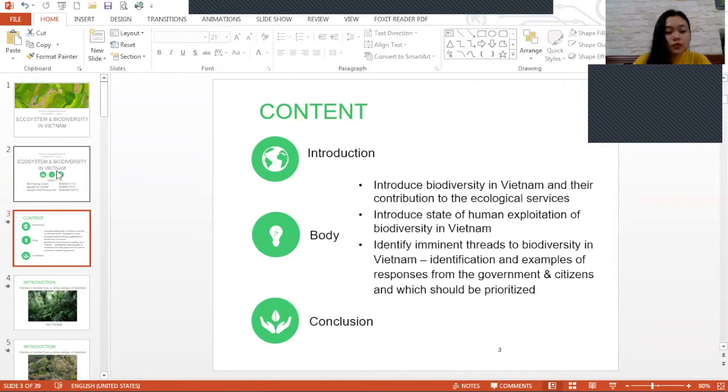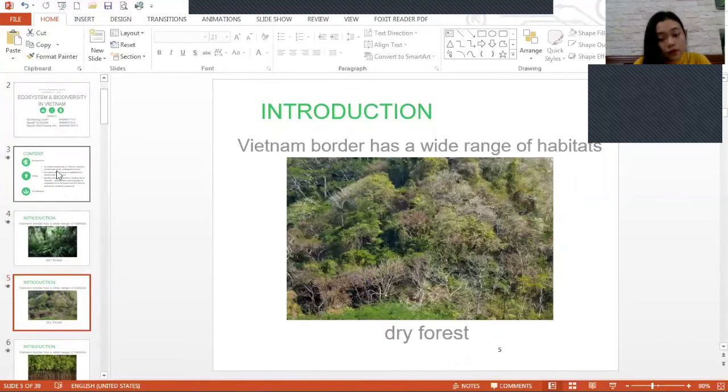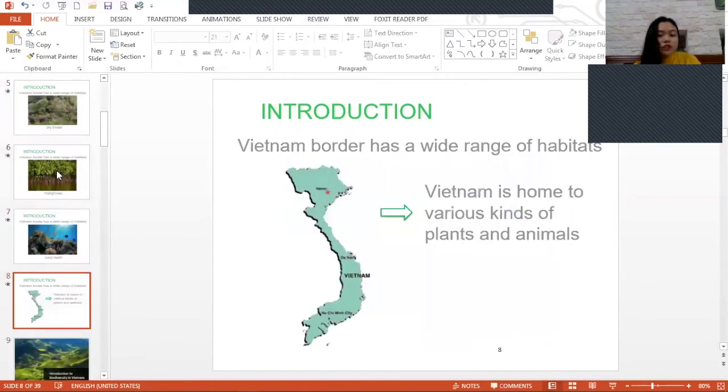And then the conclusion. About the introduction of biodiversity in Vietnam, Vietnam's border has a surprisingly wide range of habitats, from rainforests to dry forests to mangroves and coral reefs, which are home to various kinds of plants and animals. The reasons for Vietnam's extraordinary rich biodiversity are complex, and that strongly intrigues biodiversity scientists to come to this country to do research.